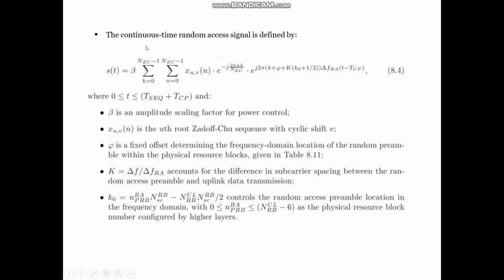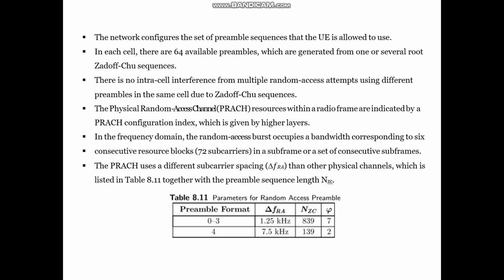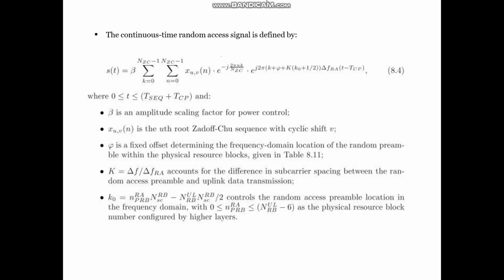Using all these particular preamble parameters in the random access, the continuous-time random access signal is generated, which can be defined by this equation, and the related terms are explained over here. You can just go through it. No need to remember, but you need to understand how this particular random access signal is generated, and the different parameters associated with it.